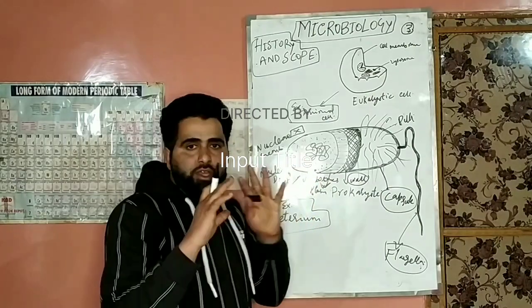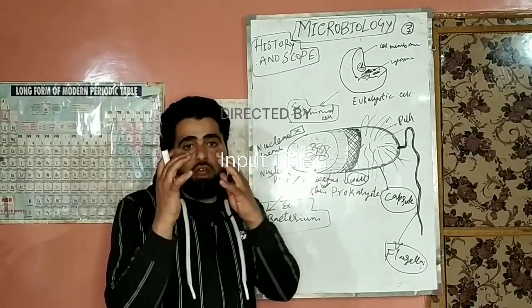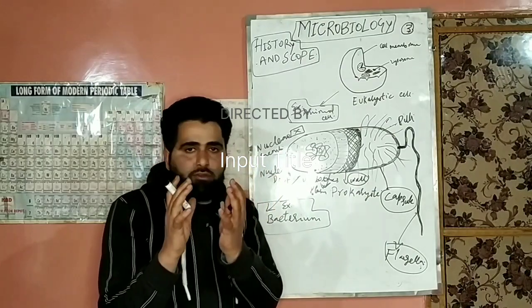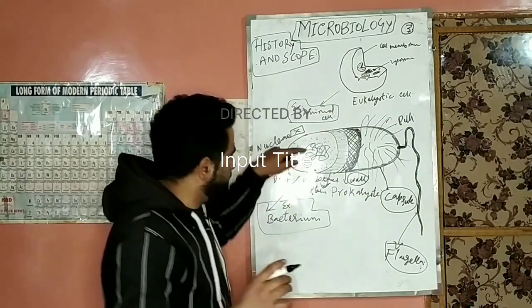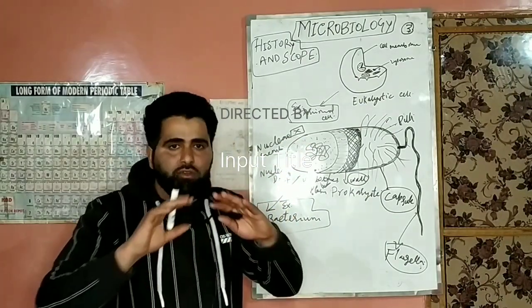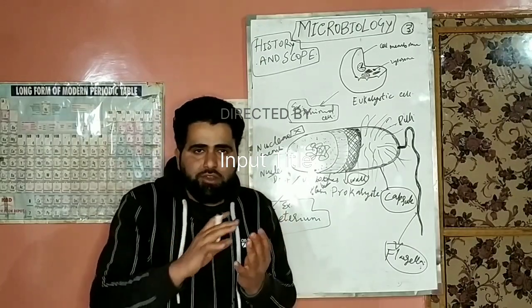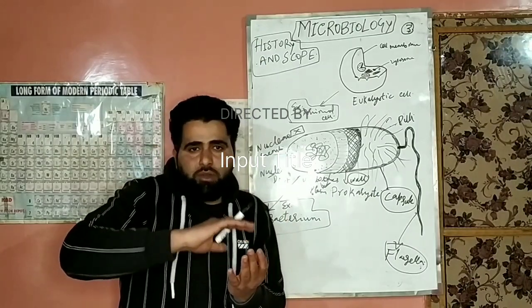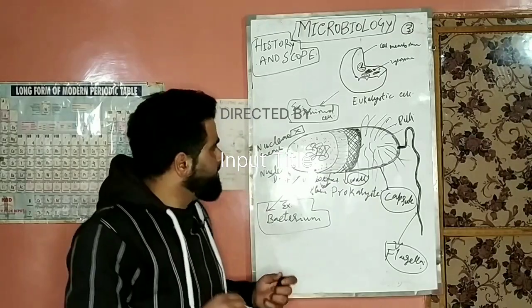The genetic material is not bound within a membrane. It is not membrane enclosed. There is no nuclear membrane around the genetic material. It lies within the cytoplasm, like it is submerged in the cytoplasm. Now, coming to the eukaryotic cell.